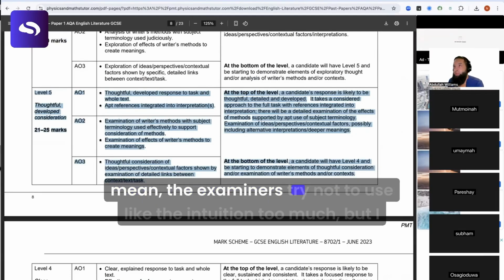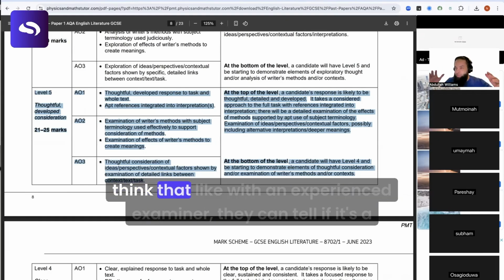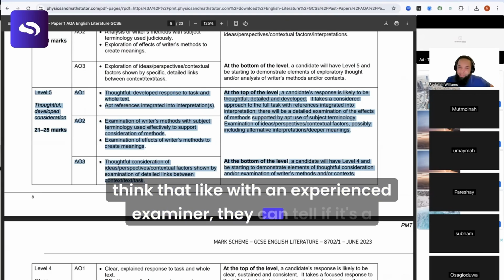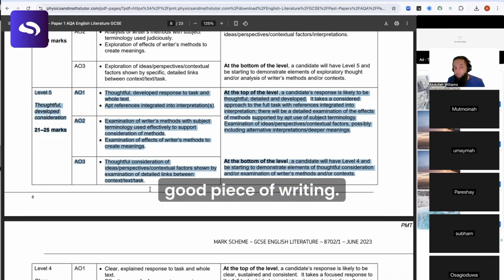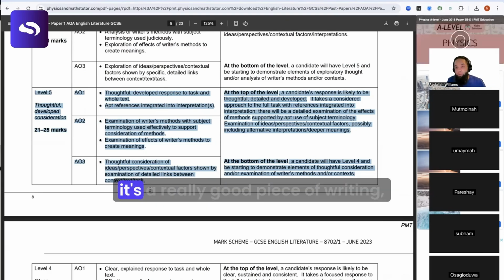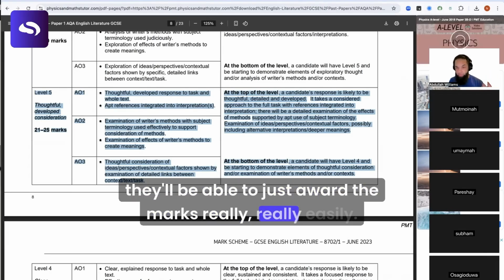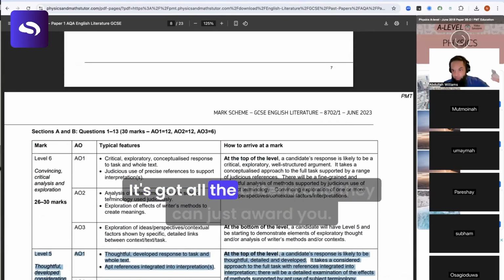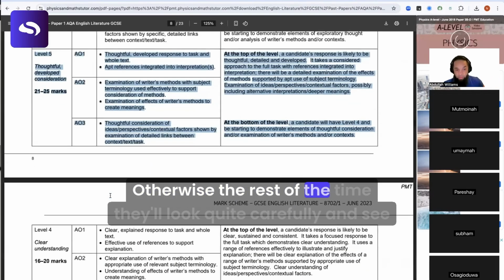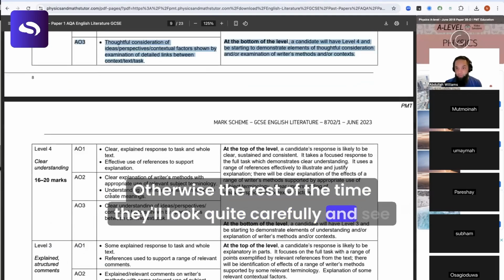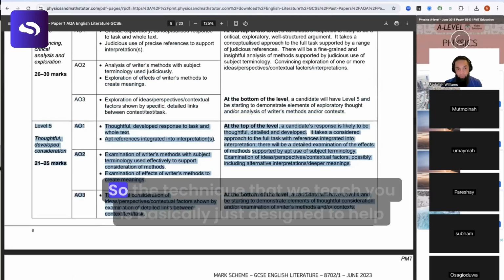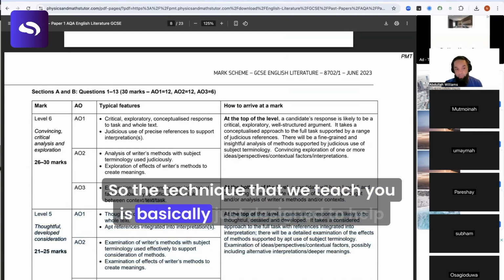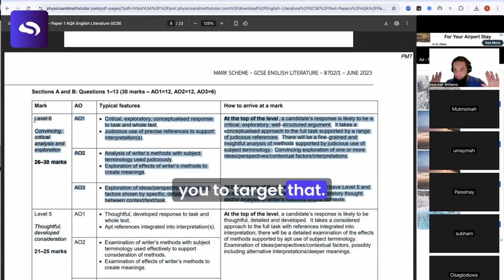I mean, the examiners try not to use intuition too much, but I think an experienced examiner can tell if it's a good piece of writing. If it's a really good piece of writing, they'll be able to award the marks really easily, and they'll know this is a top level piece. It's got all the criteria and they can just award you. Otherwise, the rest of the time, they'll look quite carefully and see what it matches. So the technique that we teach you is basically just designed to help you target that.